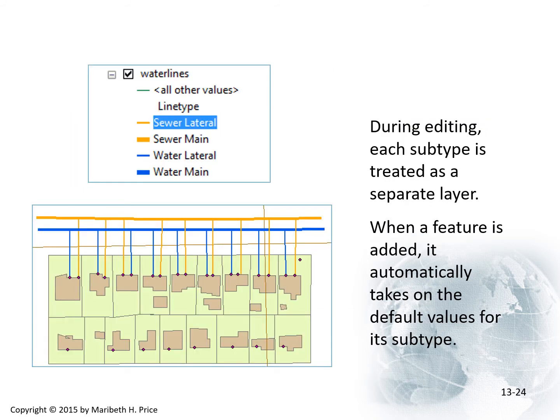When you edit, each subtype is treated as a separate layer. When a feature is added, it automatically takes on the default type of the subtype. So if you add in a sewer lateral, it adopts all that stuff that you've pre-set up for sewer laterals.